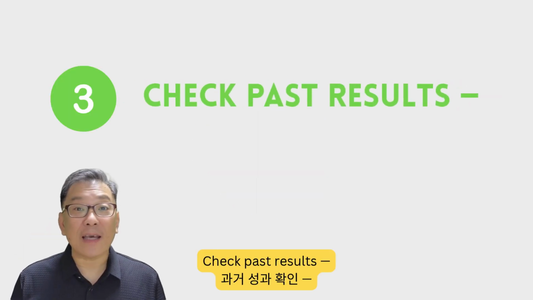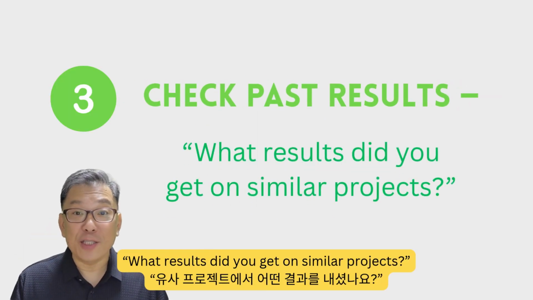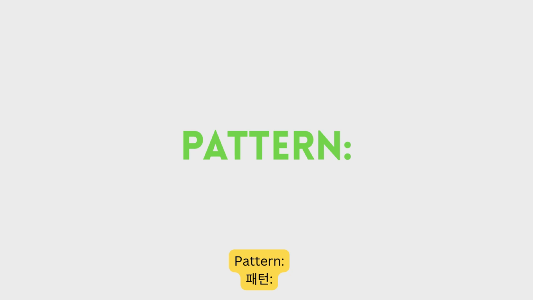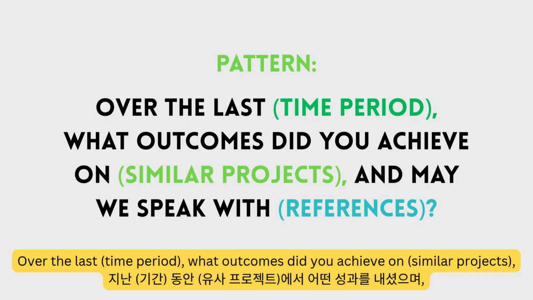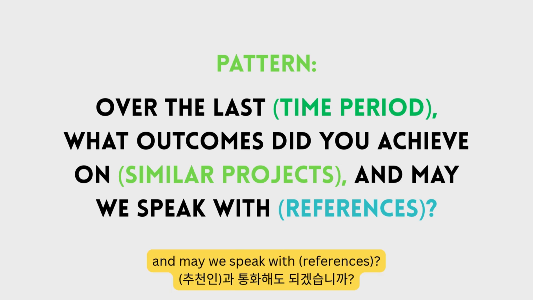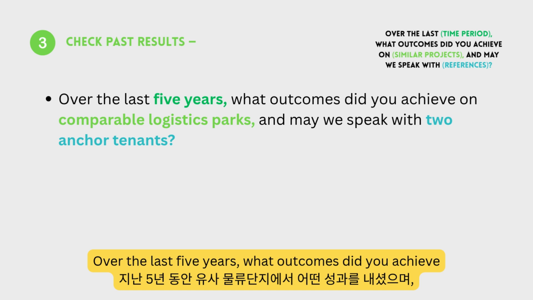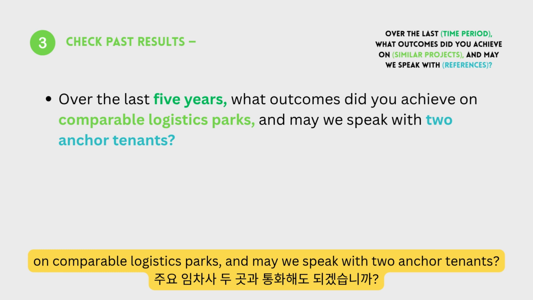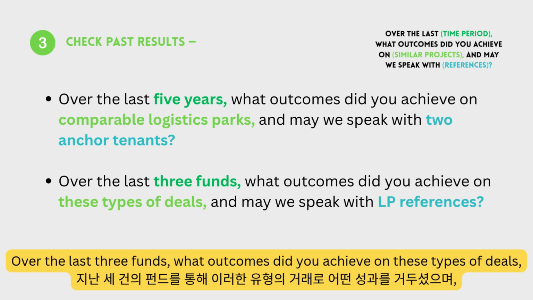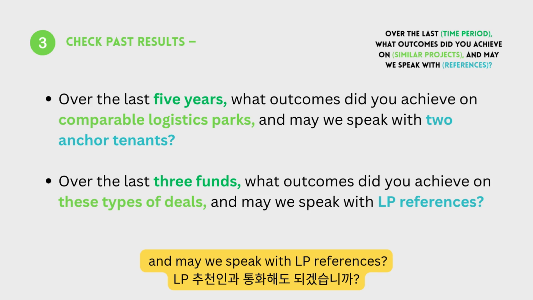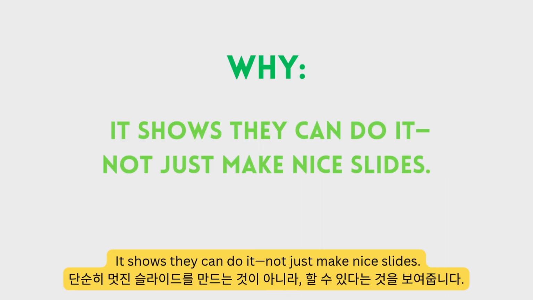3. Check past results. What results did you get on similar projects? Pattern: Over the last time period, what outcomes did you achieve on similar projects? And may we speak with references? Use the pattern like this. Over the last 5 years, what outcomes did you achieve on comparable logistics parks? And may we speak with 2 anchor tenants? Over the last 3 funds, what outcomes did you achieve on these types of deals? And may we speak with LP references? Why? It shows they can do it, not just make nice slides.